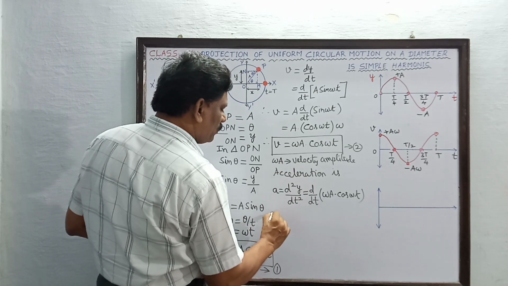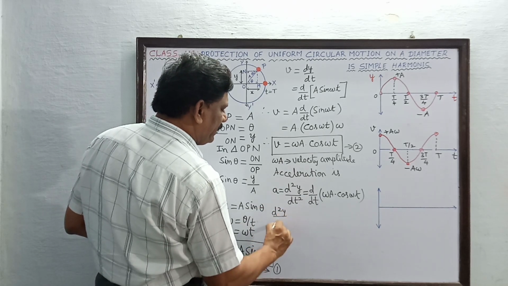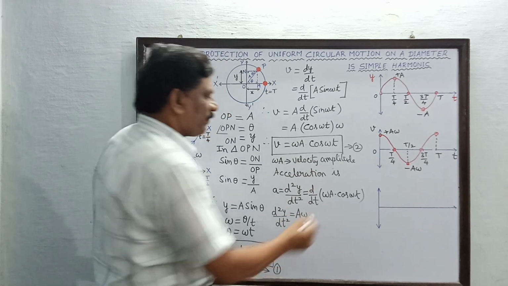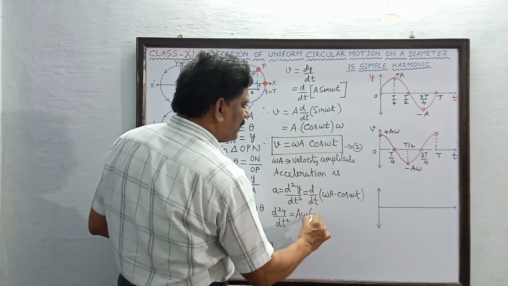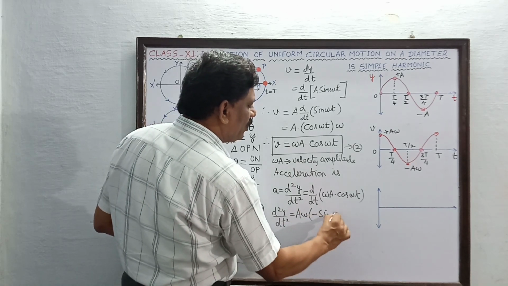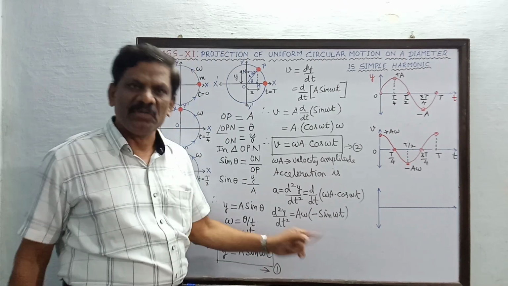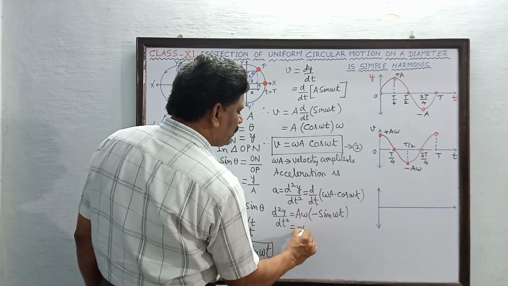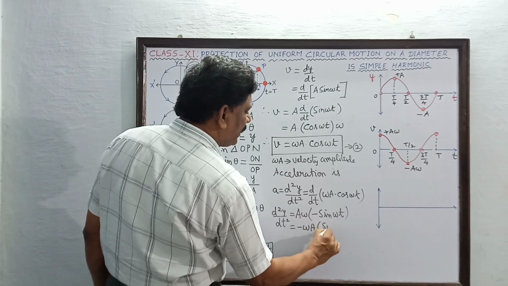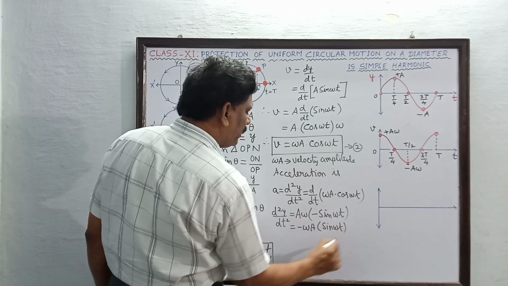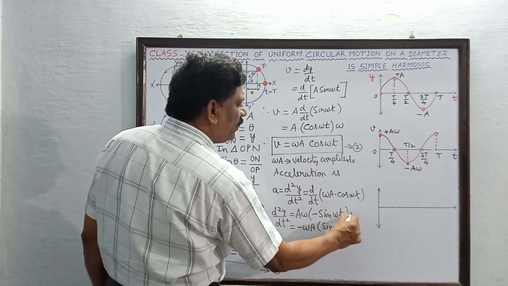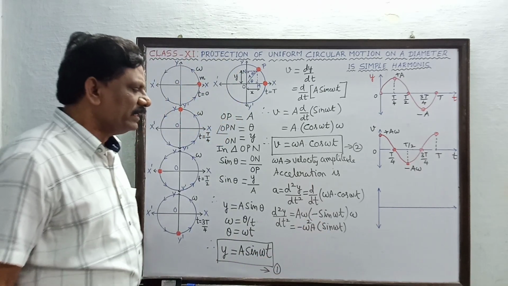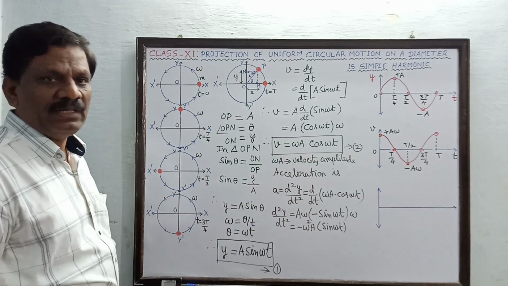I can write d square y by dt square, the acceleration, is equal to a omega, which is constant. Now cos omega t if you differentiate, it will become minus sin omega into t. That's the negative sign, is it not? So you take the negative sign with this constant out: minus omega a into sine of omega into t. Again this omega into t we have to multiply with another omega, so that this will become omega square a into sine omega into t.